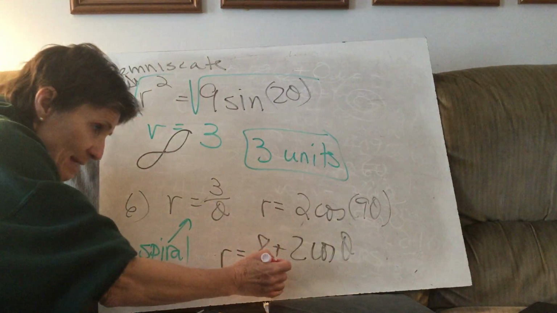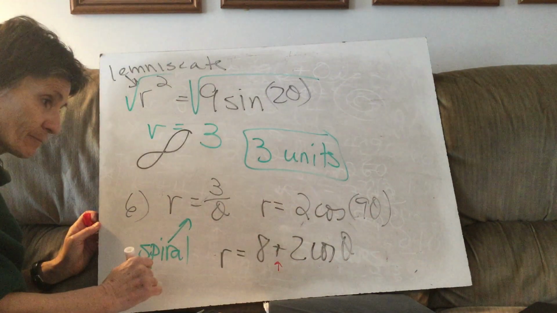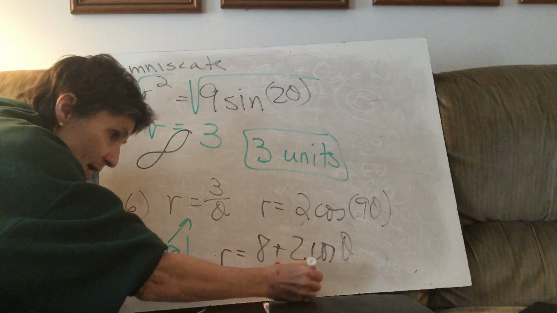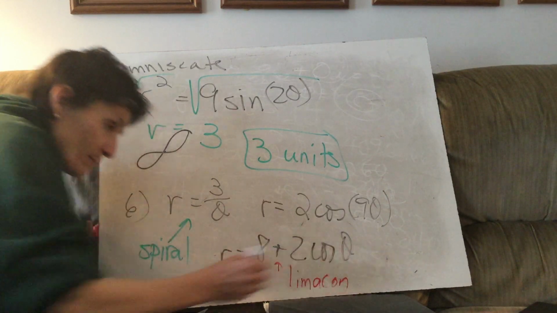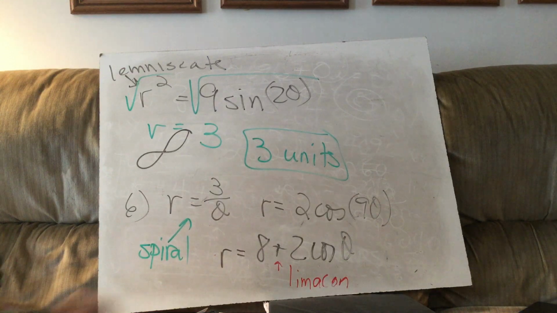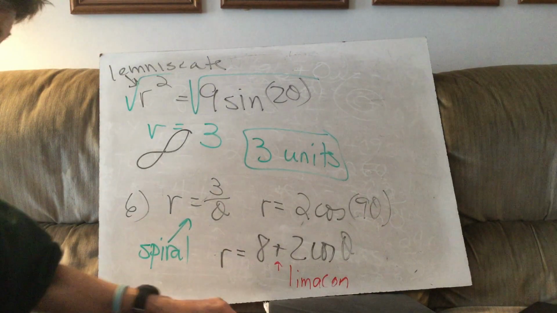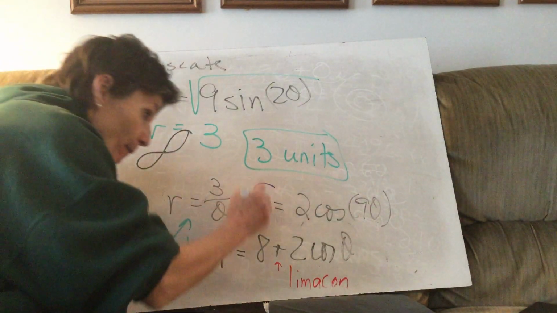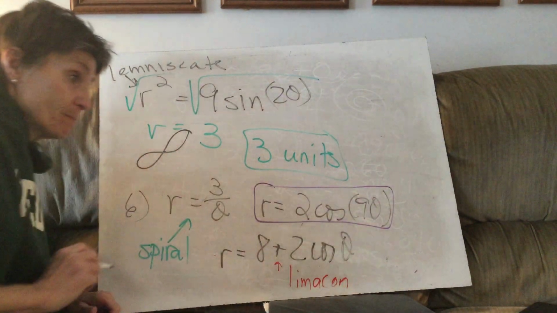See this one, how it has that plus sign right there? That means that's a lemniscate. If you have an add or a subtract in the middle of your problem like that, that's a lemniscate. So guess which one is the rose? This guy right here is the rose.